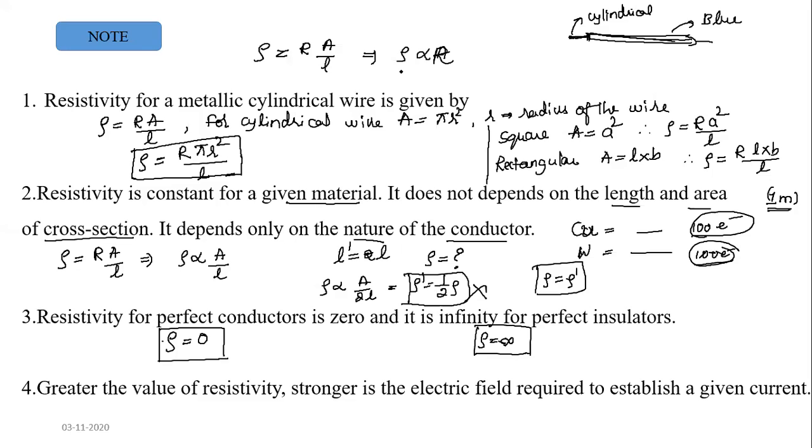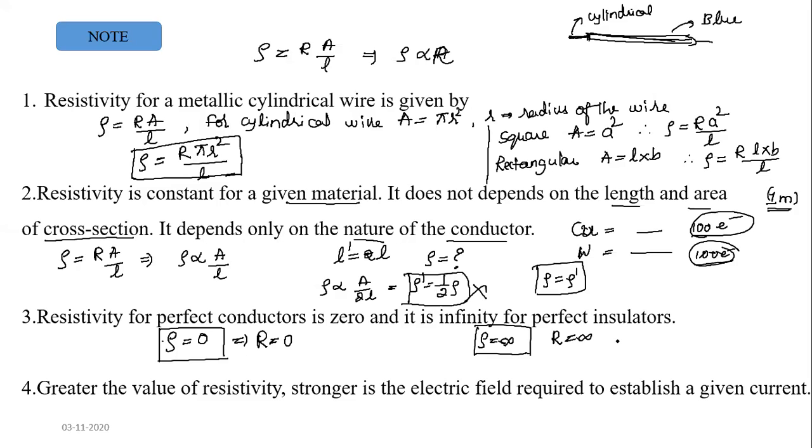Resistivity is nothing but the resistance of unit length and unit area. So since it is directly proportional, resistivity for a perfect conductor is 0, which means the resistance is also 0. You have studied insulators, semiconductors and conductors. For a conductor, the conductivity is very high, so resistivity is low. For a perfect insulator, R is equal to infinity, which means current does not pass through it.